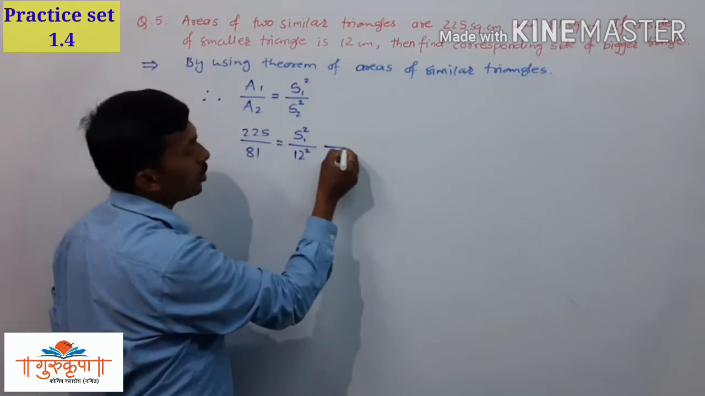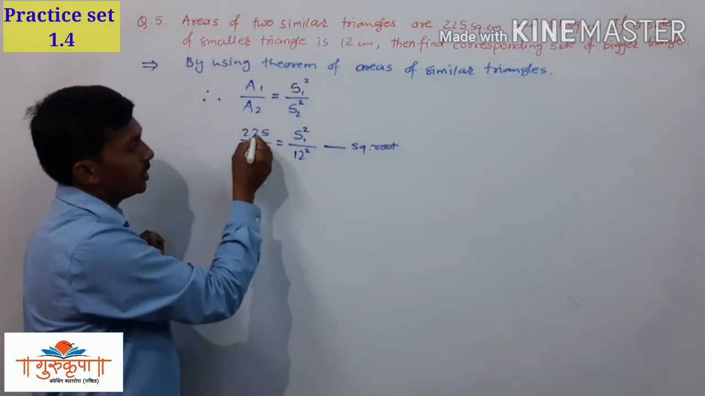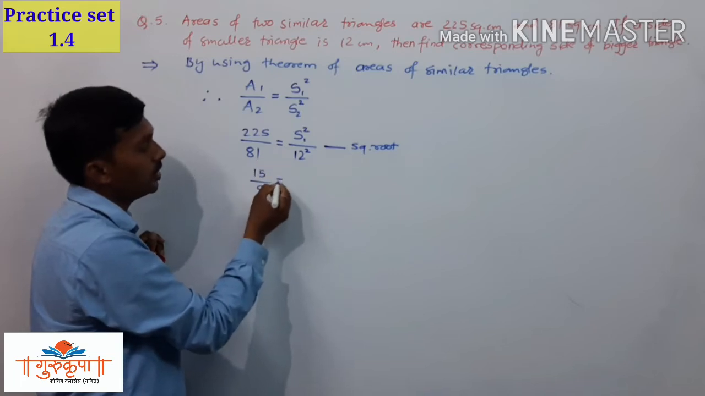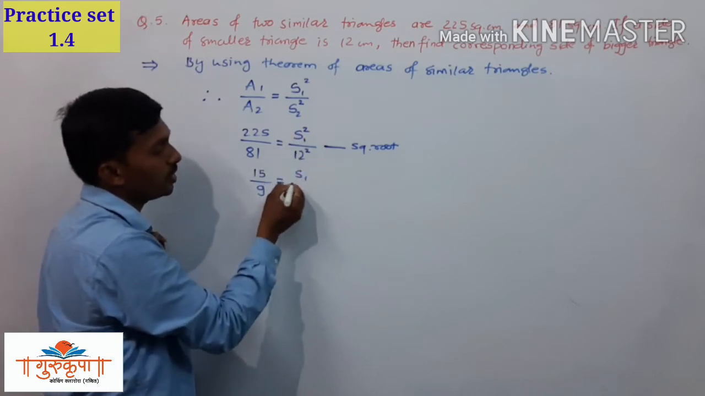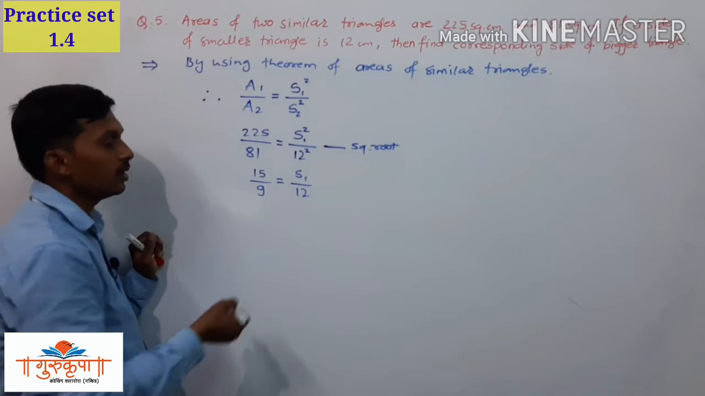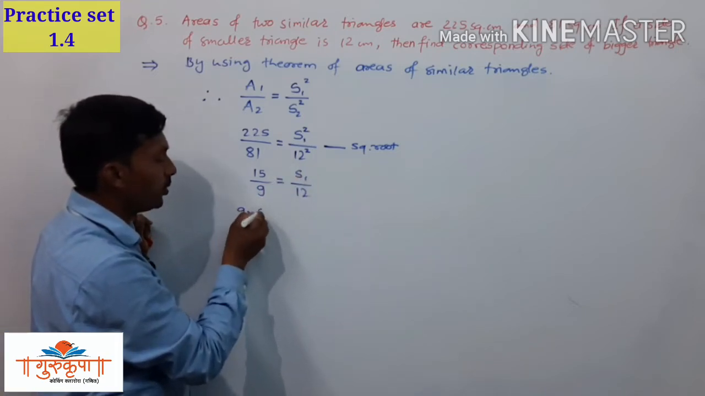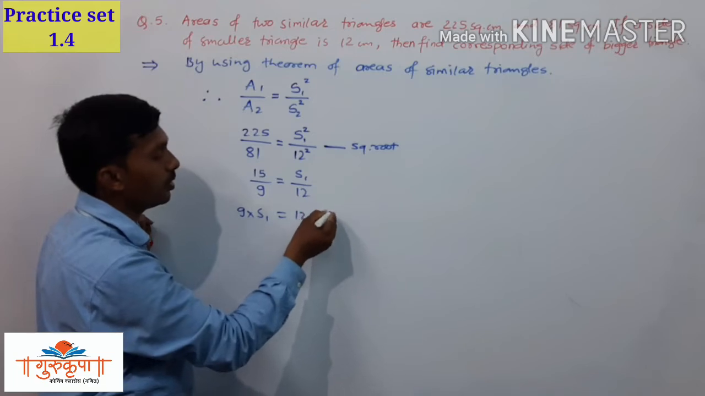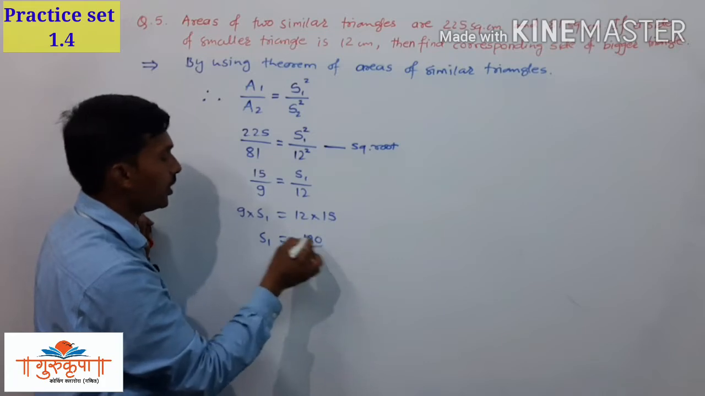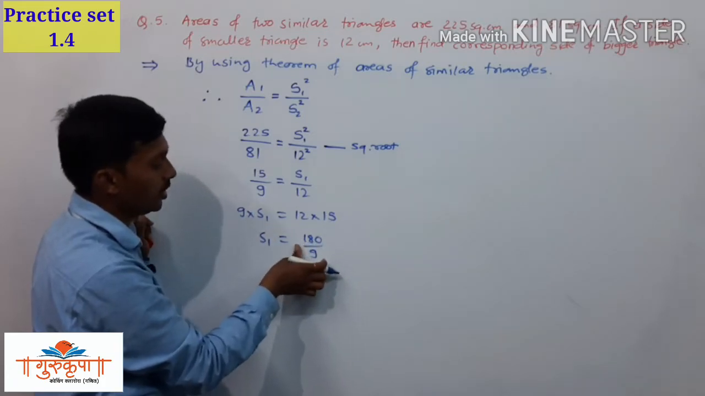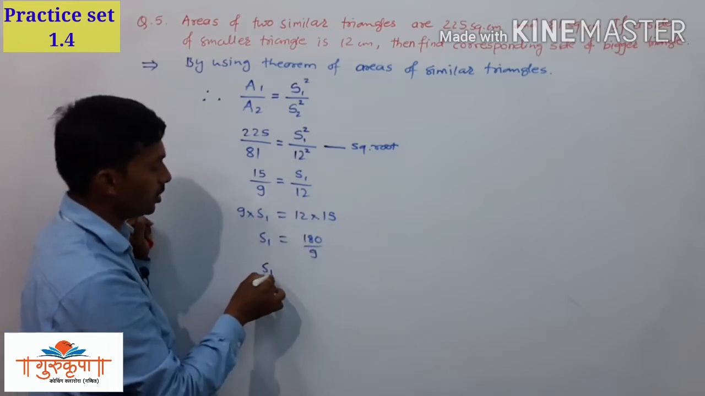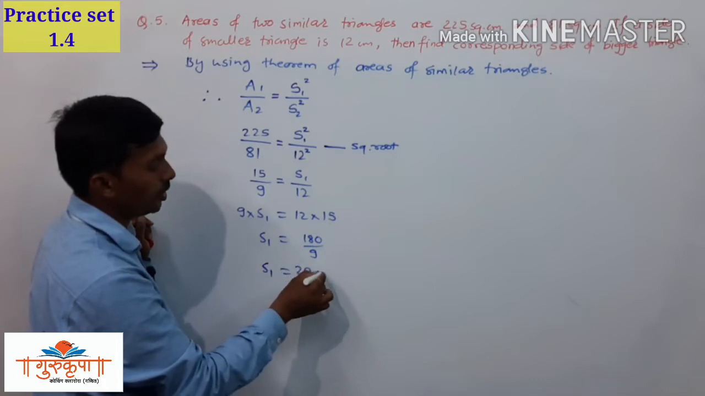So taking the square root of both the sides. Square root of 225 is 15 upon square root of 81 is 9. It is equal to square root of S1 square, which is S1, divided by square root of 12 square, which is 12. Now taking cross multiplication, 9 into S1 is equal to 12 multiplied by 15. So S1 is equal to the product of these two numbers, 180, divided by 9. This 9 is in multiplication; if we transfer it, it goes into division. So we have 180 upon 9. S1 is equal to 20 centimeter.